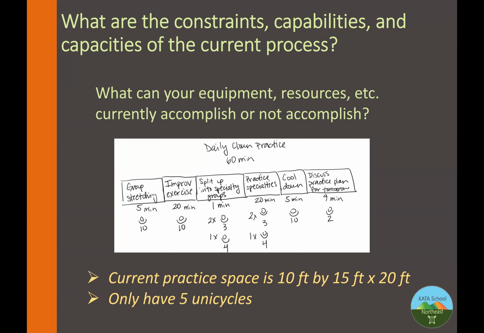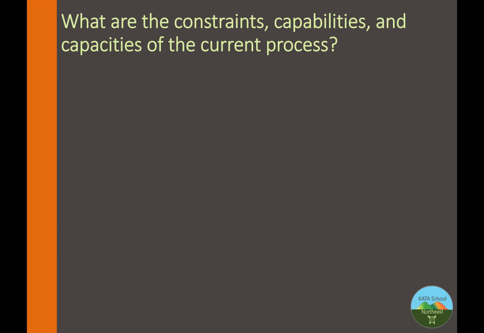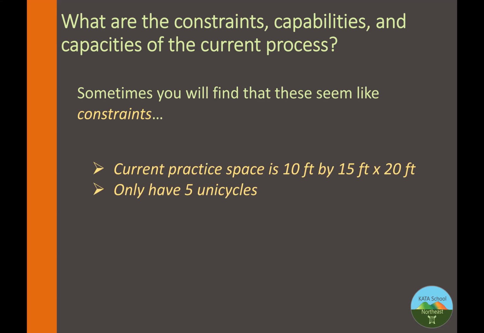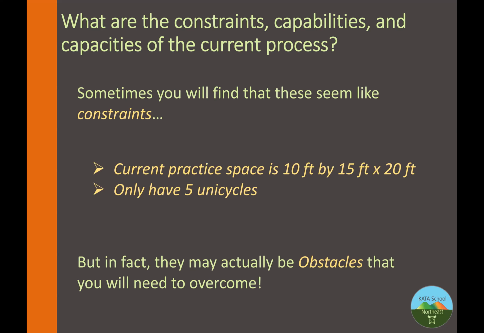Now, one thing to keep in mind as you list out your constraints, capabilities, and capacities is that sometimes these things seem like constraints, but in fact, they may actually be obstacles that you will need to overcome to meet your target condition or on your way to the challenge. What is important here is to think about these constraints, capabilities, and capacities as hypotheses about your current condition that will be proven or disproven as actual constraints or obstacles.